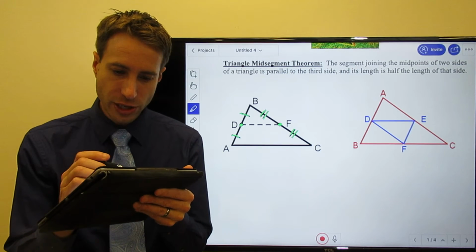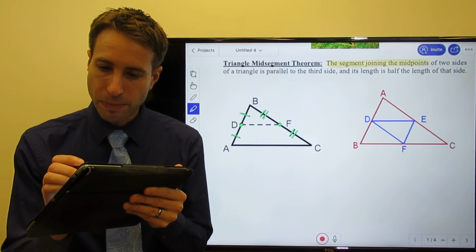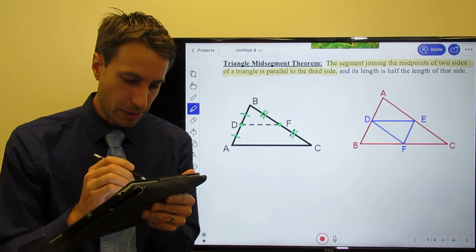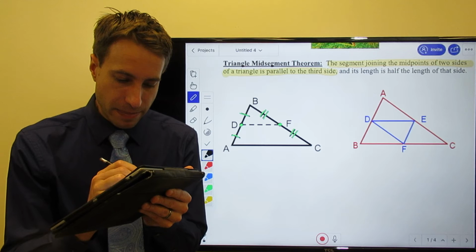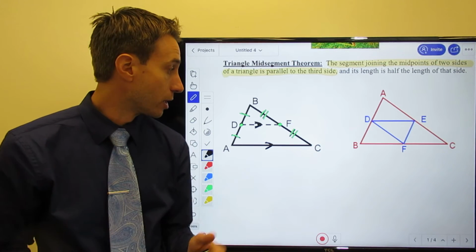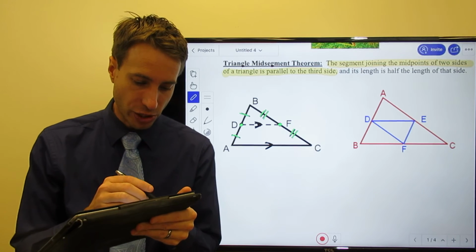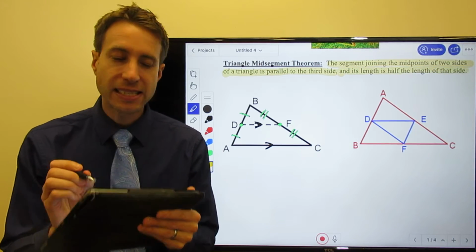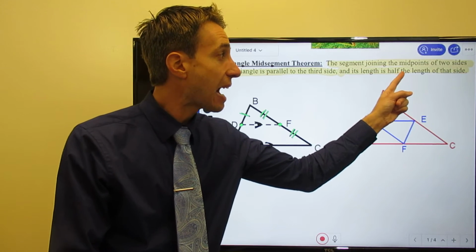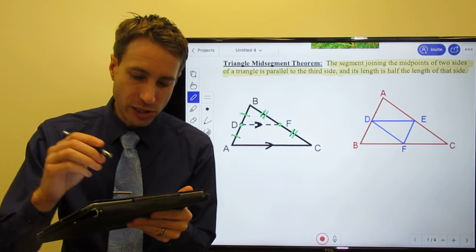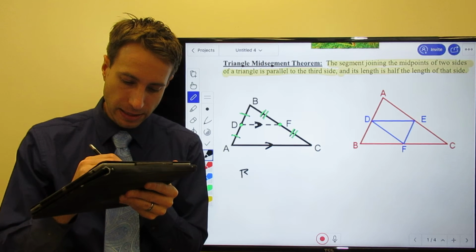In our definition, the segment joining midpoints of 2 sides of a triangle is parallel to the third side. So let me put that in there. The mid-segment and the third side are going to be parallel. They're parallel to each other. And also, the mid-segment is half the length of that third side, which simply means this.